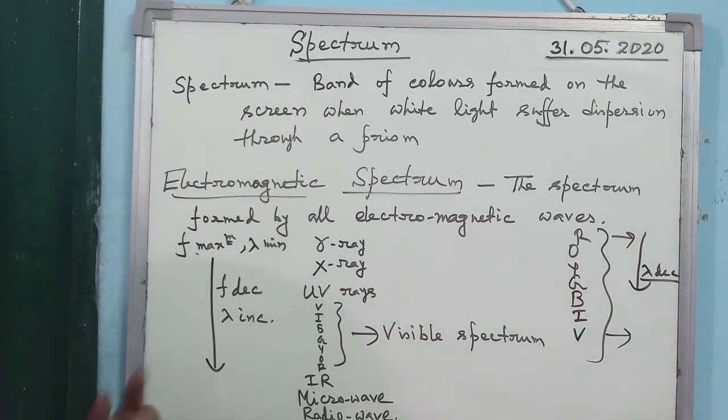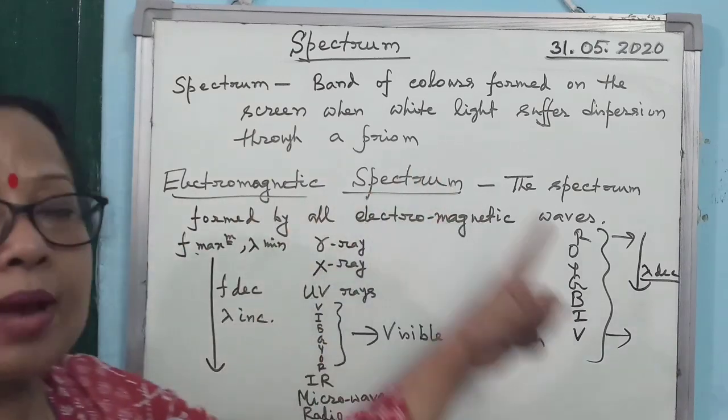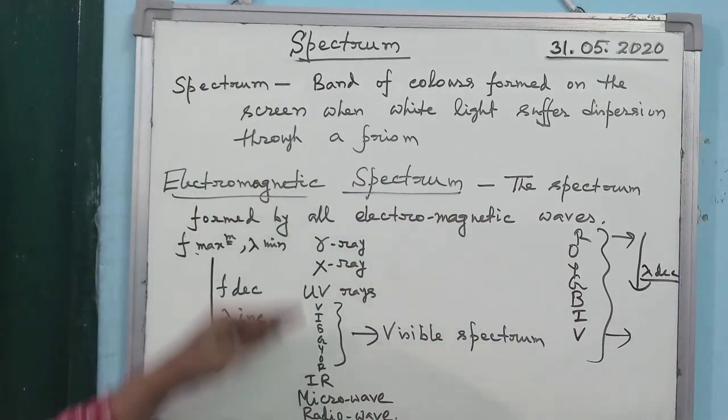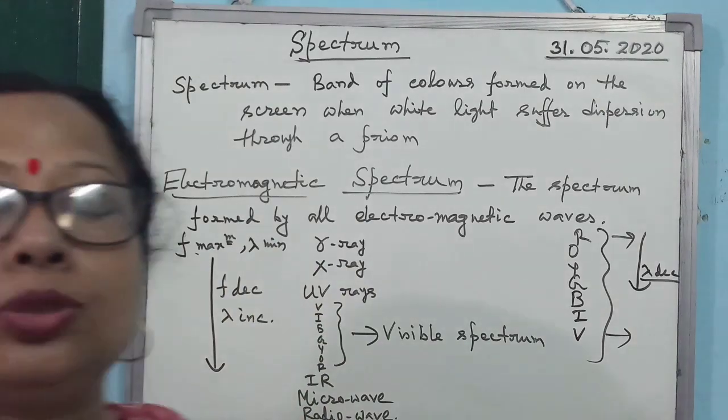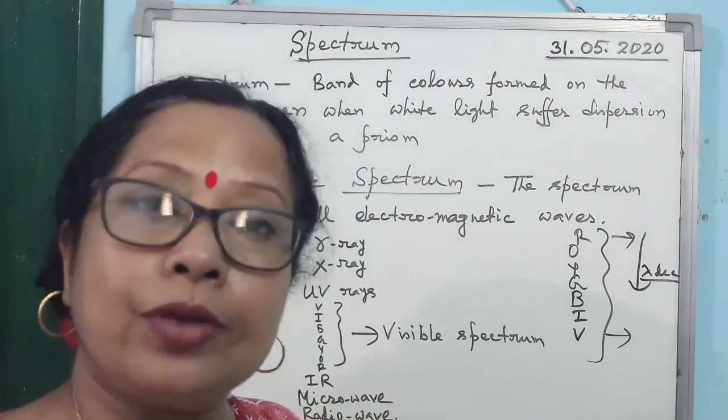Is that clear? Everybody has got it? So what is the electromagnetic spectrum? The spectrum where all the electromagnetic waves are arranged according to their wavelength or frequency.